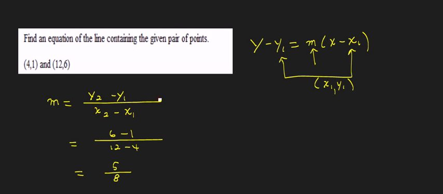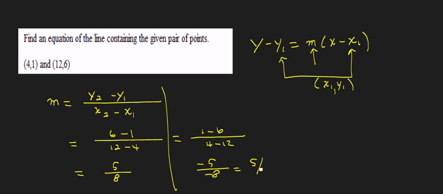So that's the slope. And it's worth mentioning again that we could have subtracted in the other direction. We could have said 1 minus 6 and then 4 minus 12, which would have given us negative 5 over negative 8, which is the same as 5/8. So don't worry about which direction you subtract. The only thing that's important is that if you start with 6 minus 1, then the x's have to go in the same order, this x minus this x.